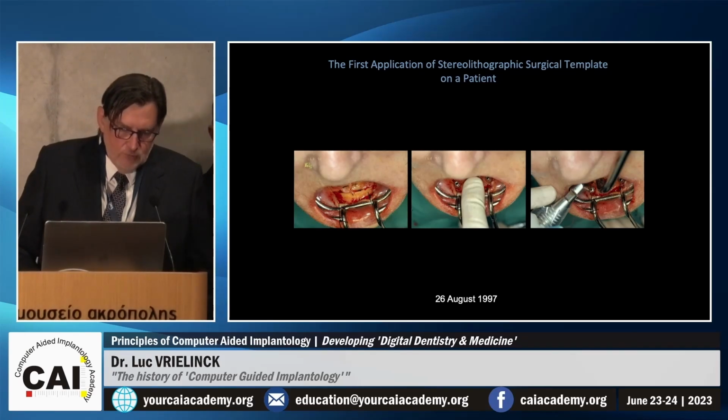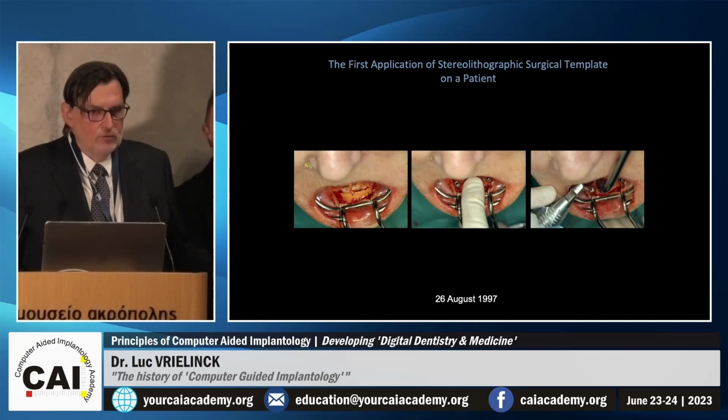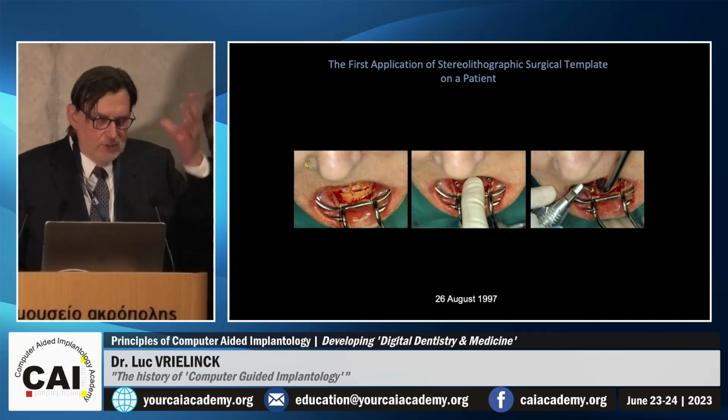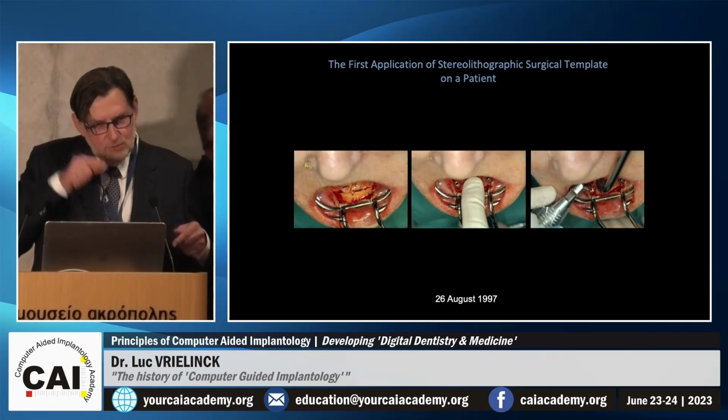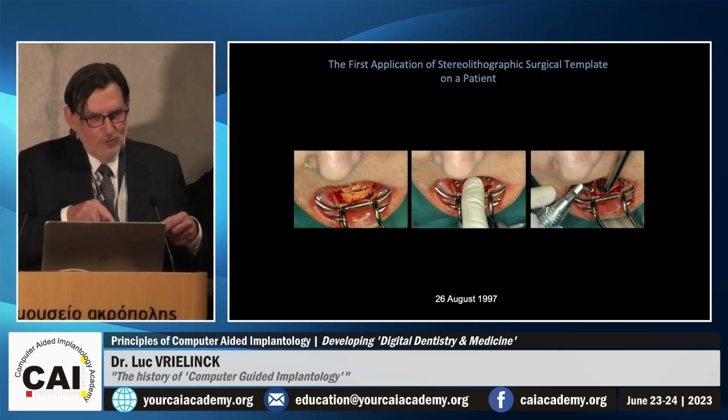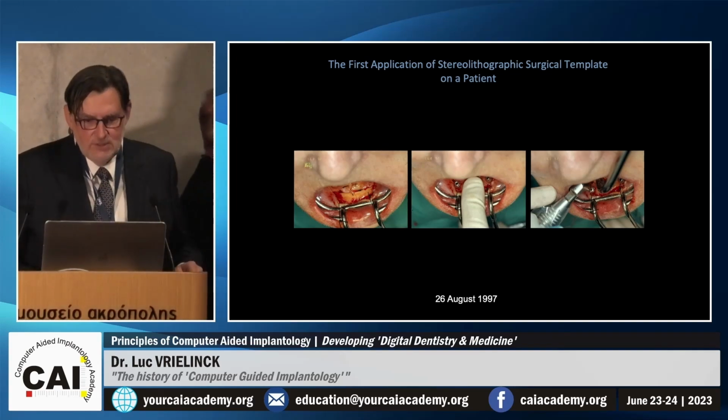And you see that drill guide. It has no retention pins at that moment. We didn't think about that. So I had to push with my finger the drill guide on top of the bone and make the drillings. So it's very simple, but it worked.